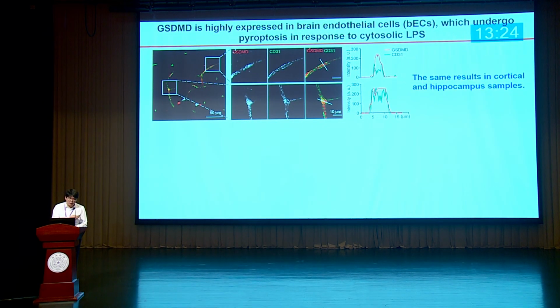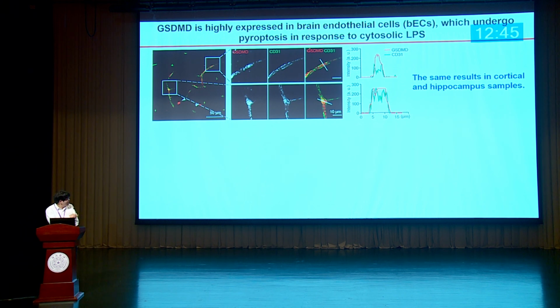We also looked at whether it is the brain endothelial cells that are sensing LPS to undergo pyroptosis. So we did lots of profiling, including single-cell RNA sequencing analysis. The take-home message is that here is the vessel, and you can see the endothelial cells lining up on the wall of the blood vessel. By immunofluorescence staining, we show that those endothelial cells express a high level of gasdermin D and overlap very well with CD31, which is a marker for brain endothelial cells.